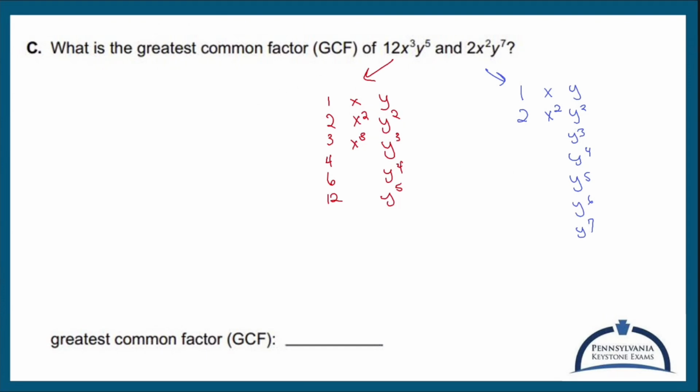Now we're going to circle the greatest of these. So over here it's simple, it's just 2. Okay, so not that pretty. The greatest x value in common is going to be x squared, and the greatest y value in common is going to be y to the 5th.